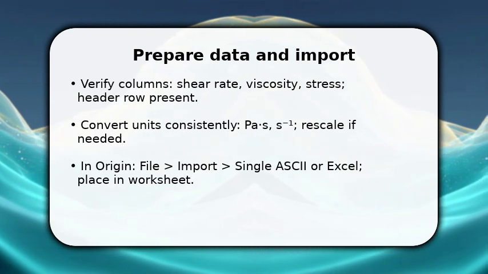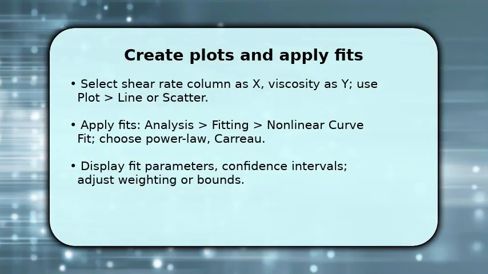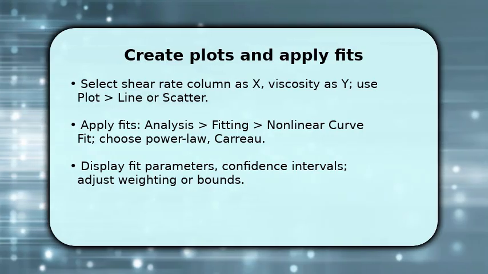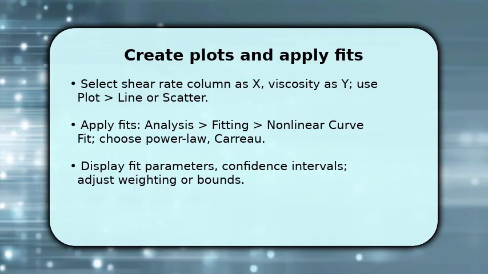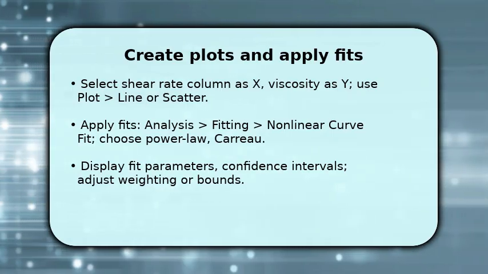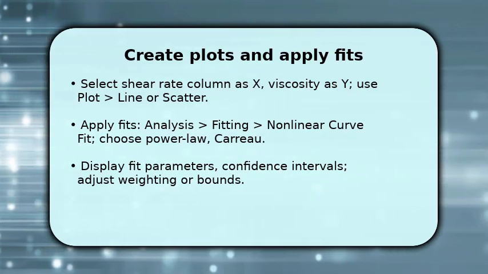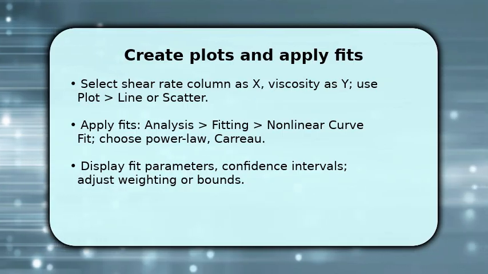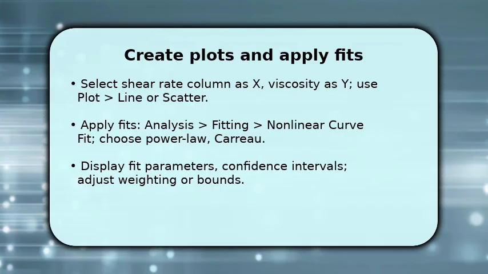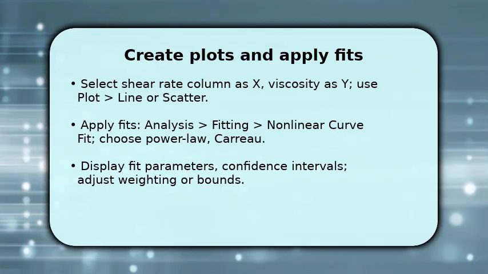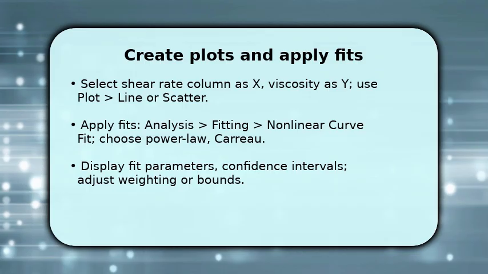You now select shear rate as X and viscosity as Y, then choose a line or scatter plot to visualize raw behavior. Next, run Analysis, Fitting, Nonlinear Curve Fit and pick an appropriate model like Power Law or Cross. These capture shear thinning. Make sure to set initial guesses and parameter bounds. Good guesses speed convergence. Once the fit completes, show parameter values and confidence intervals on the graph.